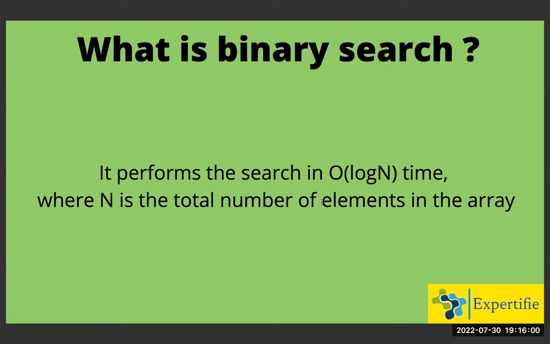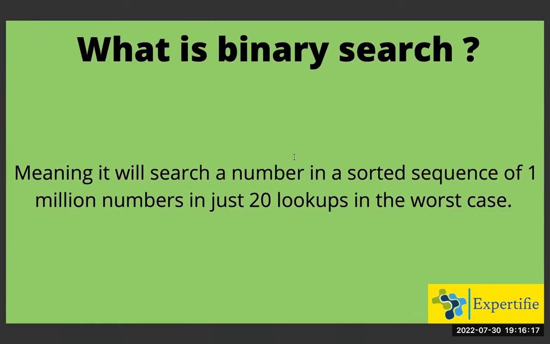Binary search performs the search in order of log n time, where n is the total number of elements in the array. I will not go into the detail of time complexity derivation, because that is out of the scope of what we are discussing today. But to give you an idea, if there is a sorted sequence of 1 million numbers, then in only 20 lookups, you will be able to detect if a number is present or not in that sequence. So this is the scale that we are talking about. In 1 million, in only 20 steps, you will be able to know if a number is present in a sequence or not.